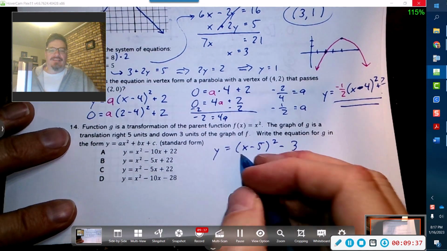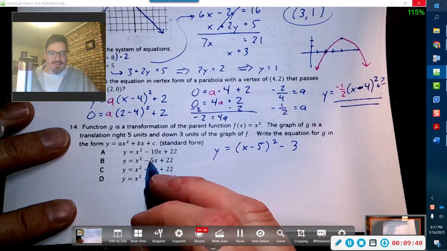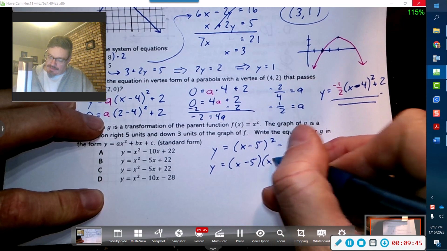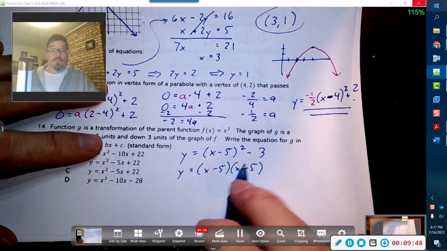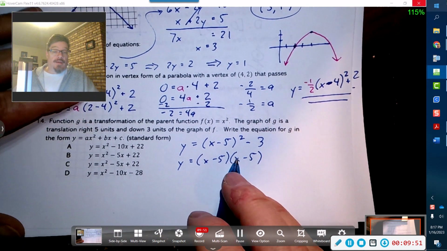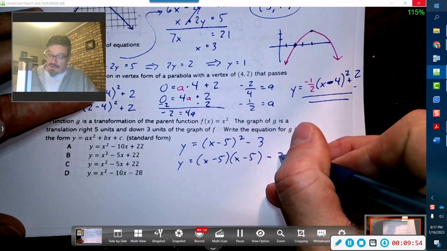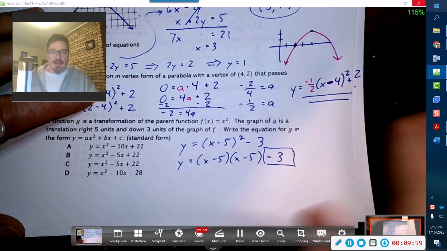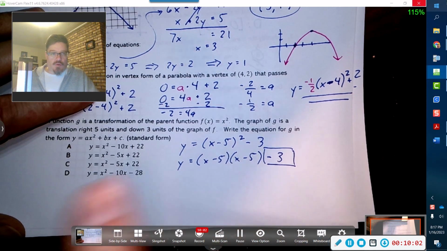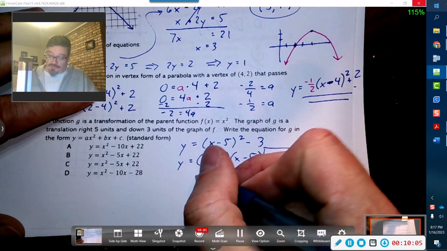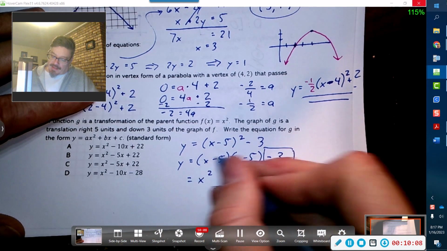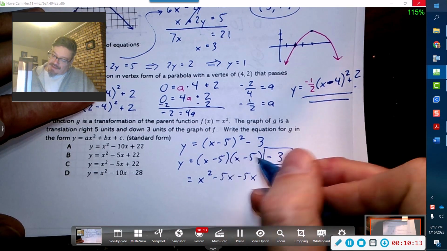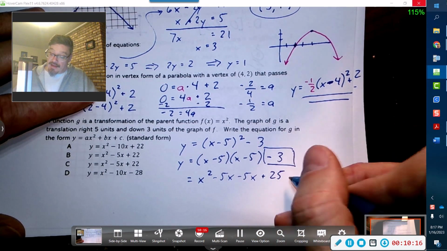Well, what you do to get from vertex to standard form is multiply these out. Take the (x minus 5) and double it, because that's what the square is saying. We're doubling (x minus 5), and don't forget that in the end we will subtract 3. You can put a box around that, but just focus on multiplying these two first, because order of operations requires us to do multiplication. So x squared, then x times negative 5 is negative 5x. Then negative 5x again. Then negative 5 times negative 5 is positive 25. And then there is the negative 3.